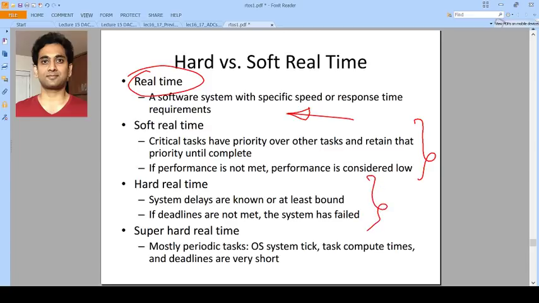A hard real-time system, on the other hand, does not give a grading as low, medium, or high. There are only two possible values: pass or fail, success or fail. If a task does not meet its deadline, then a hard real-time system is a failure. Now, a super hard real-time system mostly has periodic tasks. Examples include operating system ticks and task compute times, and the deadlines are very short.